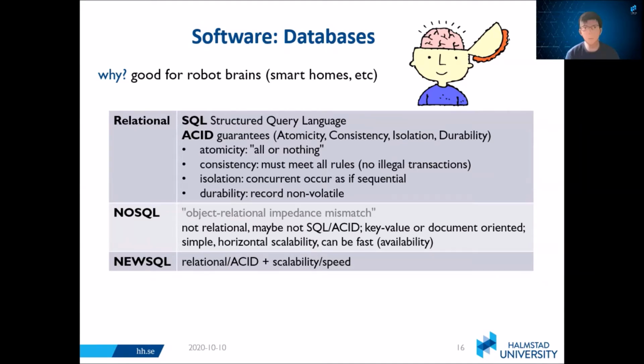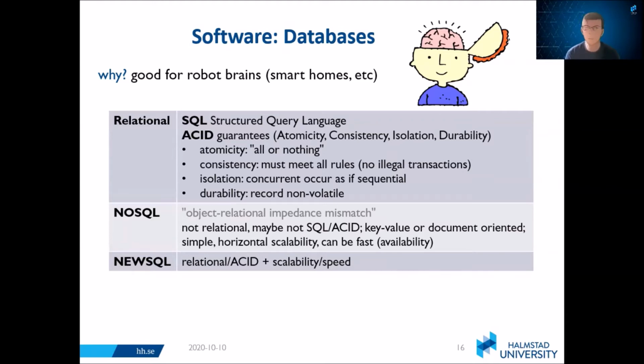In recent years, relational databases were very popular, which can be queried with SQL. And they have these ACID guarantees: atomicity, all or nothing; consistency, transactions must meet all rules; isolation, transactions which occur concurrently are treated as if they're sequential; durability, the database is recorded in a non-volatile way so that even if you lose power, you'll still have your database.